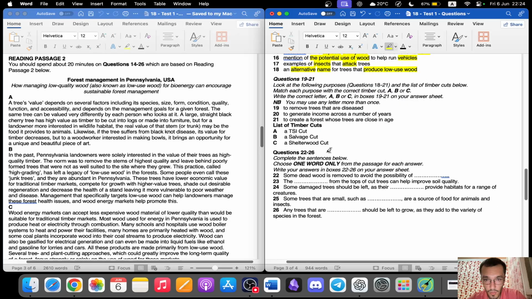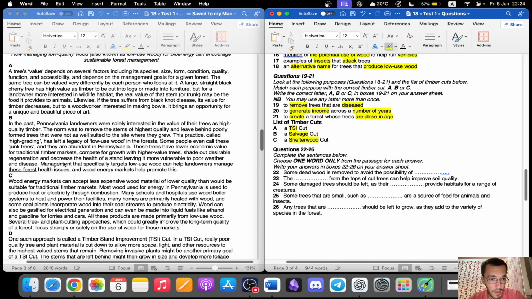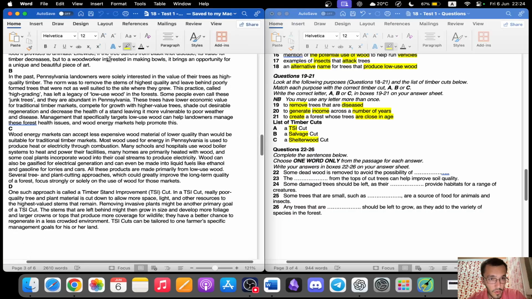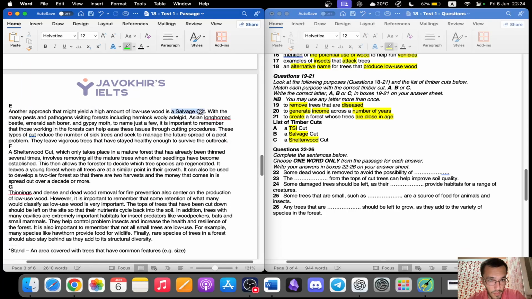Here we have: remove trees that are diseased, generate income across a number of years, create a forest whose trees are close in age. Close in age means they are similar in age. So we have TSAI cut, salvage, shelter wood. I'm gonna find that real quick. So there we go. I'm just gonna choose green color here. So timber sand, TSI cut, and then we have salvage cut.